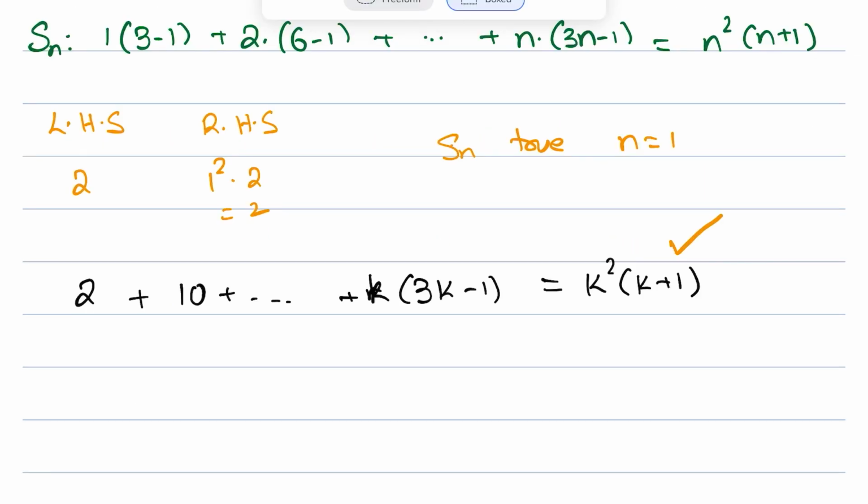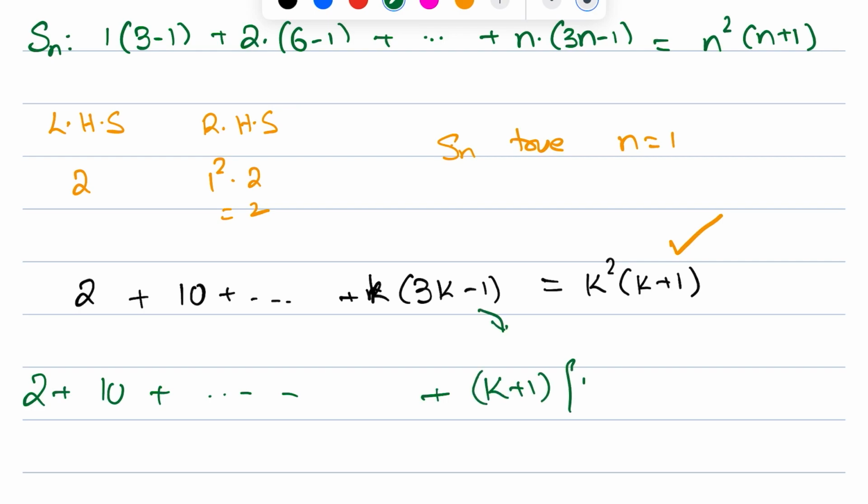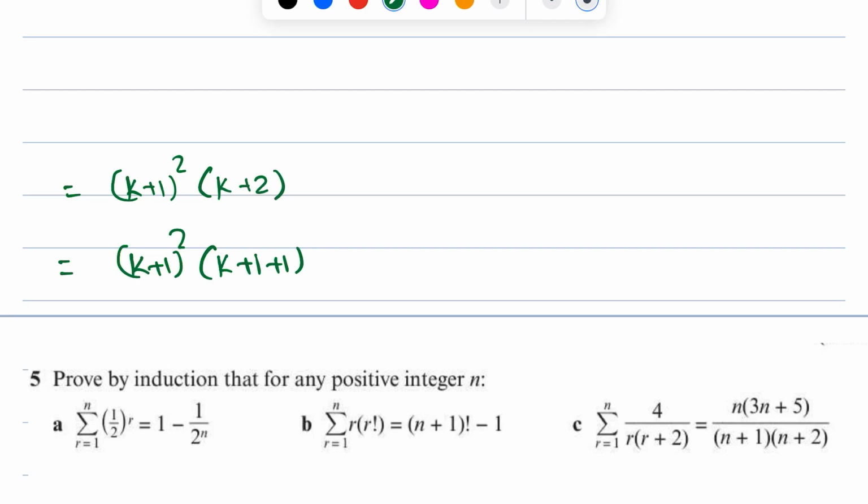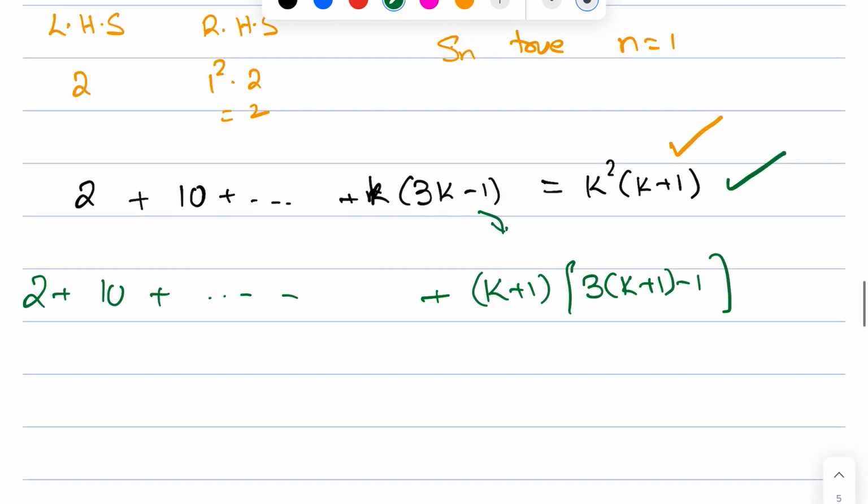Now I have to prove it is true for n equals k plus 1. So what does the equation become now? Plug in k plus 1 over here: k plus 1 times 3 times (k plus 1) minus 1 should be equal to, plugging in k plus 1 on the right hand side, my final answer: (k plus 1) whole square times (k plus 1 plus 1). So it should be (k plus 1) whole square times (k plus 2). That should be my final answer.